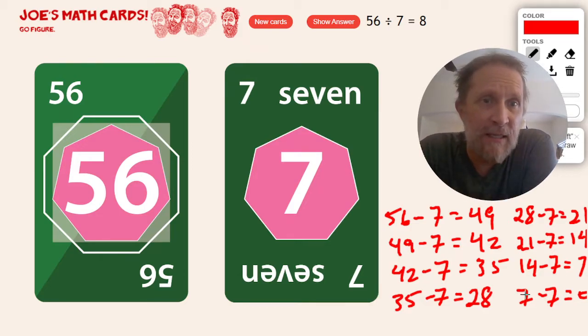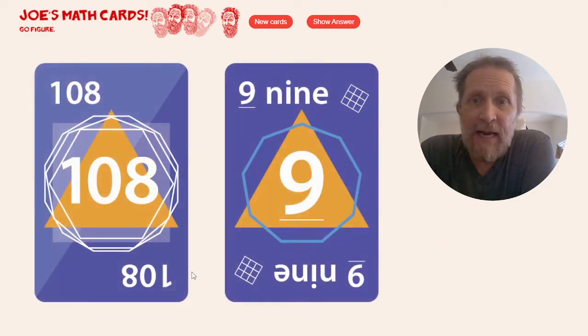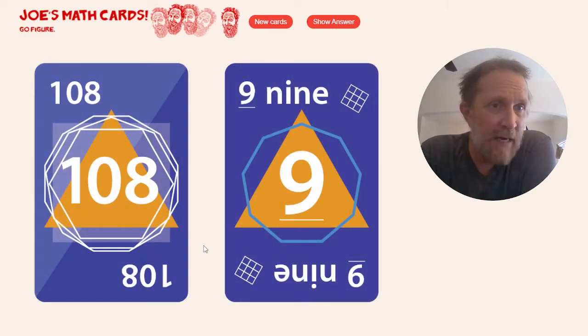And I really think that the best way of going about that is very often just practicing your multiplication so well that you can know it. But let's try a few more of these and see how they go. Here I've got 108 divided by 9.